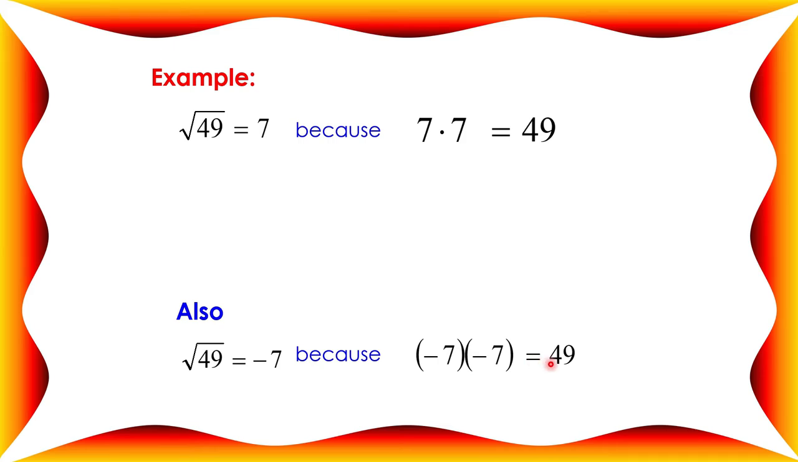So remember, in multiplying integers, if you multiply two same signs, the sign is always positive. In this case, we have two positive signs. That's why our answer is positive 49. Same with negative 7. We have two negative signs. That's why the sign of our product is also positive.